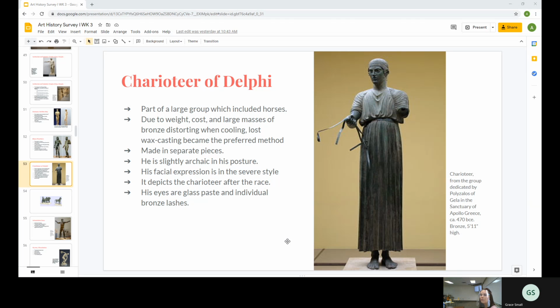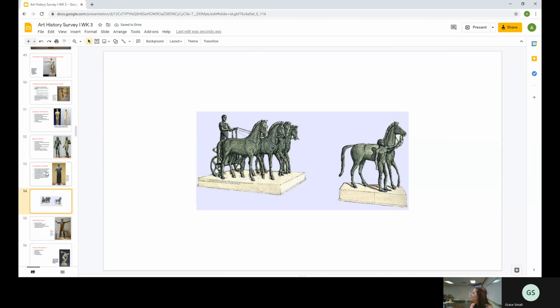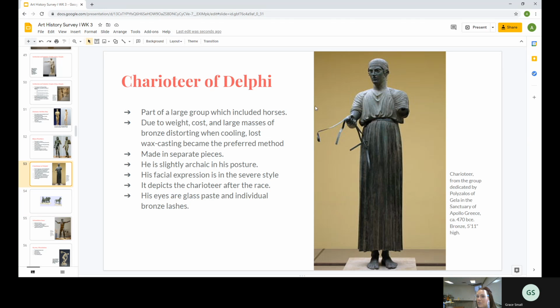His posture is slightly more on the archaic side just because he is super stiff, but there is some variation from that with his tunic, which does look like it would be billowing at the top a little bit. His bottom, obviously not billowing, but that's because they weren't moving. If you go back to this picture, these horses are not moving. This is what illustrates the winner's circle after the race. His garment is hoisted up with ropes.